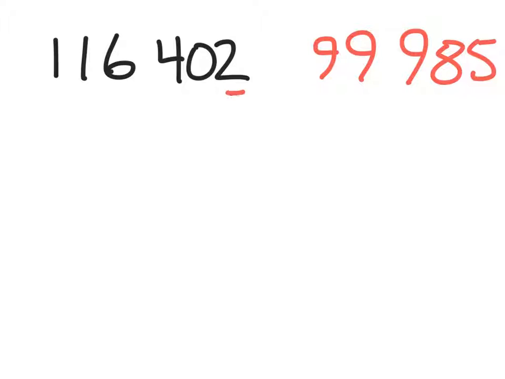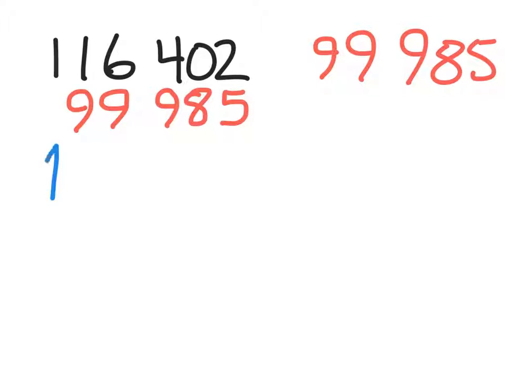So the 5 should go there in my ones, and the 8, the 9 in the hundreds, another 9 in the thousands, and a 9 in the 10,000s. Now it should be easy to compare, because when I look at these numbers, the number on top has a number in the 100,000s place value, and this red number has nothing there. So that should make it pretty clear that the number 116,402 is greater than 99,985. So that's your lesson for today.